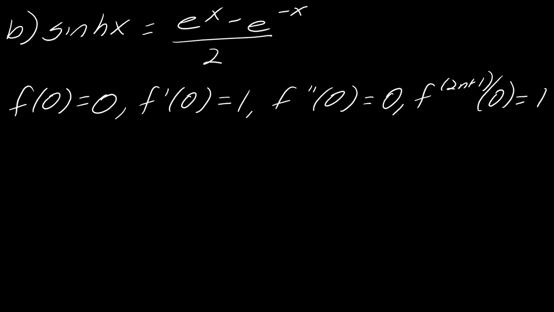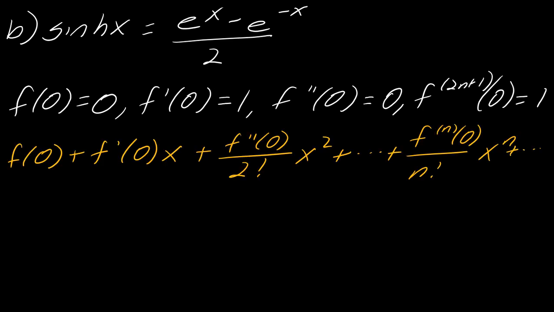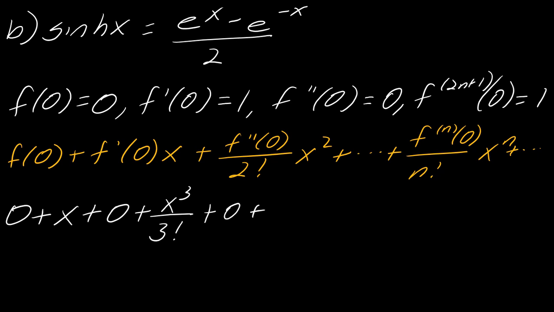So let's use the formula. Okay, so in this case, this is my formula for the series. If I start plugging stuff in, I get 0 plus x plus 0, and I can just continue the pattern for a second. So this will become plus x cubed over 3 factorial. So every other term I know is a 0. So it doesn't make sense in this context to use n.